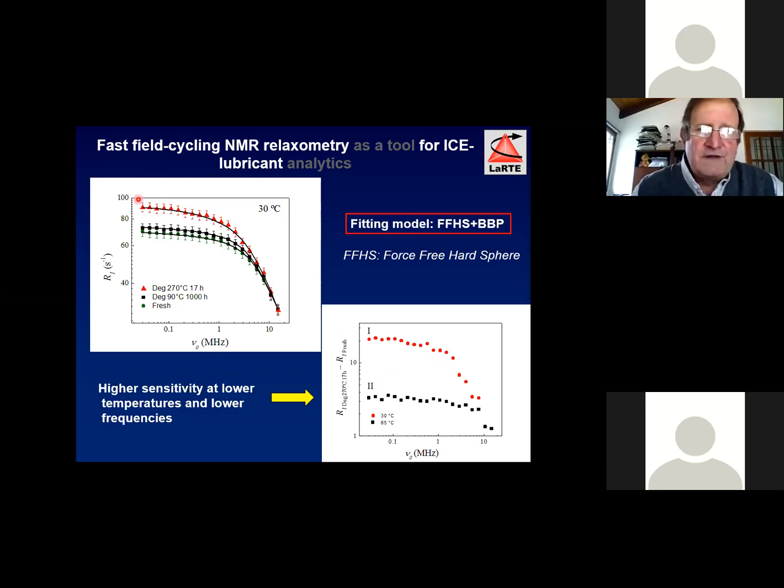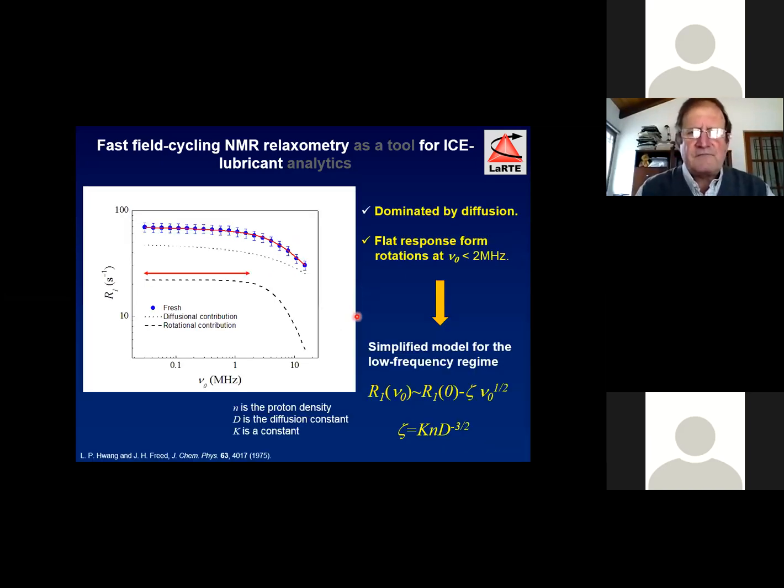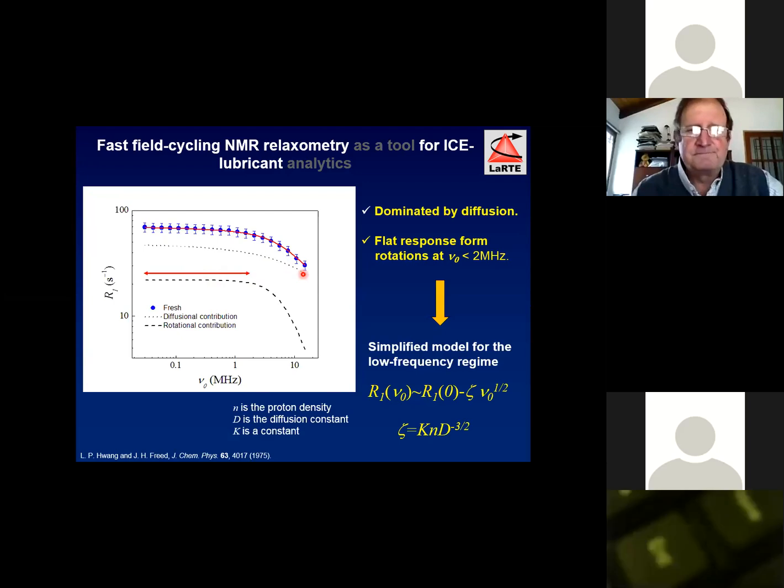And concerning the model here, we replace the Torrey model by this other free force hard field model coming from Freed, but it's also a very simple model, mainly thinking of spherical molecules and so on. But you see the explanation of the dispersion is working very nicely. Okay, so now we see the relative contributions of the diffusion with respect to the rotational BPP term. And we see that diffusion is dominating, at least for this case.